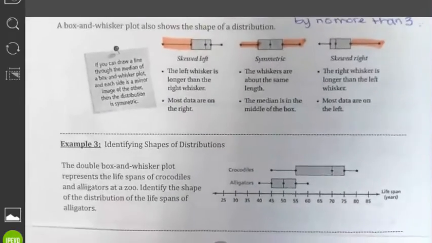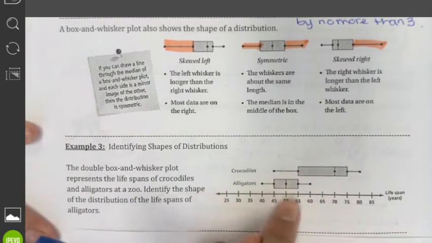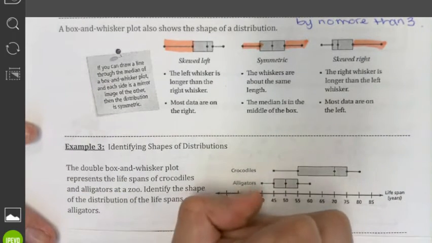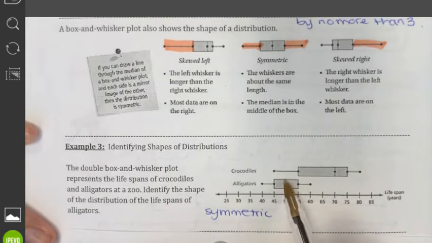Example 3, I'll leave this part up there. Identifying shapes of distributions. The double box and whisker plot represents the lifespans of crocodiles and alligators at a zoo. Identify the shape of the distribution of the lifespans of alligators. So we're looking specifically at alligators, which is right here. And to me, this looks symmetric. And the reason for that is the median of this specifically is 50, and it looks like the whiskers match. And if I were to fold this in half over the median, these two sides would be mirror images.